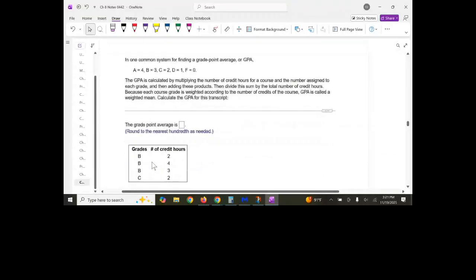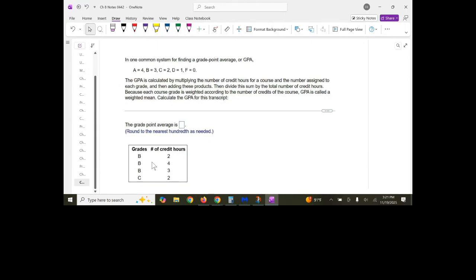All right. So the next question I have here says, one common system for finding a grade point average, or a GPA. When you check your grades in Blackboard, or you go to DegreeWorks, it'll tell you your GPA. So this is how we figure out GPAs. A's are worth 4 points, B's are worth 3 points, C's are worth 2, D's are worth 1 point, and F has no value, 0.